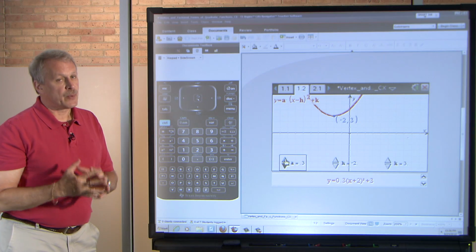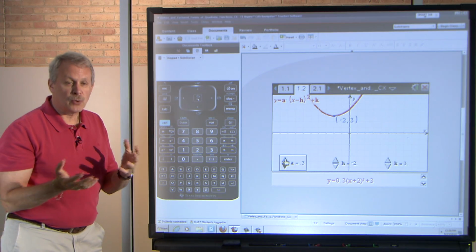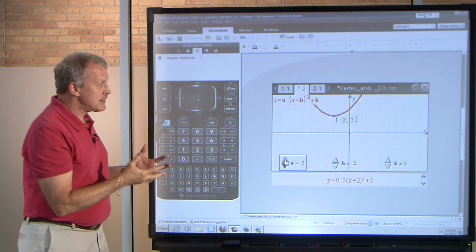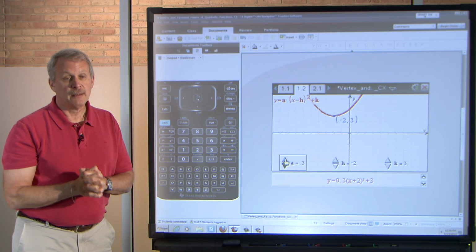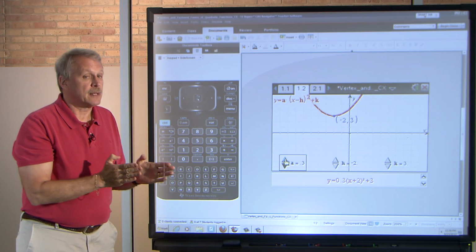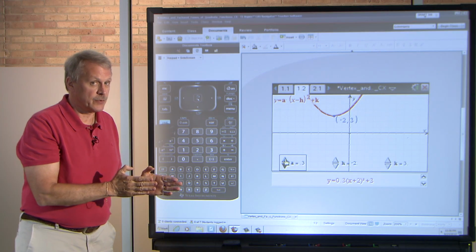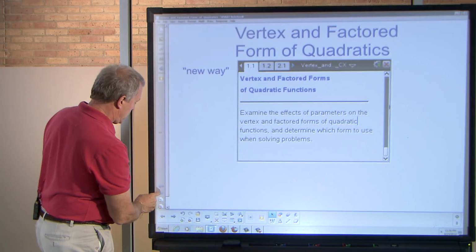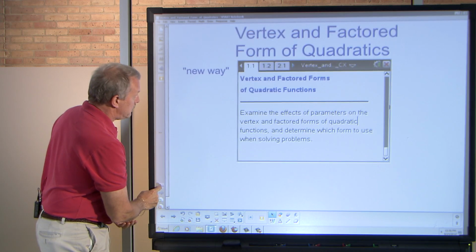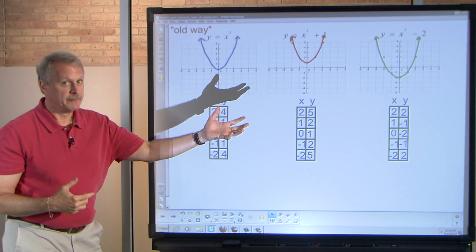So now I can look at 3 parameters and how they're affected, or 2, or a combination of them, and investigate that. Students are making their own generalizations, they're creating their own learning, and they're all working at their own pace on their own handhelds. Much better than the old way.